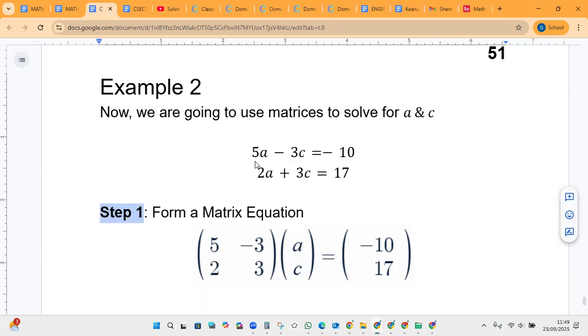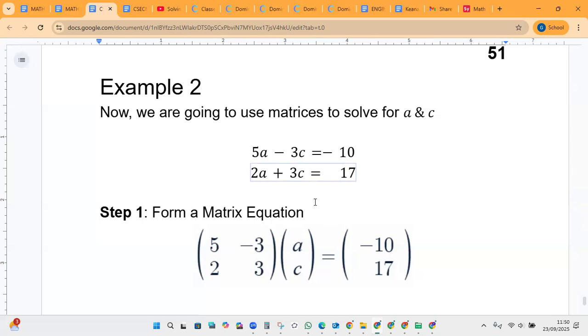The coefficients of the variables, these are A and C, will be used to form a 2 by 2 matrix. So as you can see, 5 and -3 will make the first row, and 2 and 3 will make the second row. Now, with the variables from left to right and from top to bottom, make a column matrix with the variables. The coefficients multiply into the variables, as can be seen in the equations, and this will be equal to another column matrix with the constants.